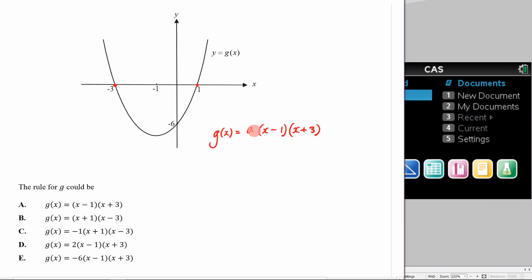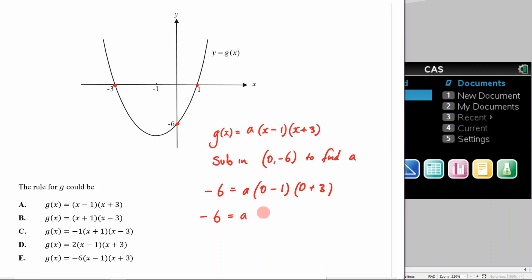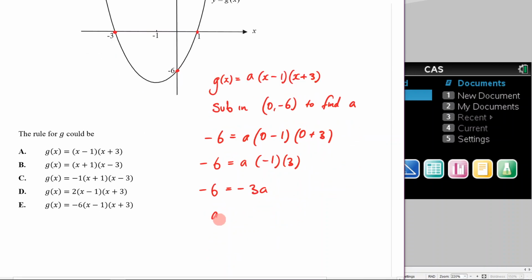Well, what we're going to do is use the other point that we've been given, this point right here. So we're going to sub in this point, which is (0, -6), to find A. So that means we're going to have -6 equals A times (0 minus 1)(0 plus 3), which is -6 equals A times -1 times 3, so -6 equals -3A. So it's quite clear that A is going to be 2.